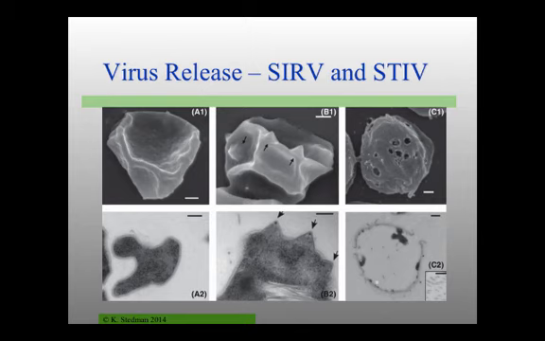Remember, SIRV is this rod-shaped virus, looks like TMV. STIV has that nice icosahedral structure. Both of them, when you infect cells with them, produce these pyramid-like structures on the outside of the cell. And then after a certain period of time, these pyramid-like structures open up like petals on the leaf of a flower, and the virus is released through them.